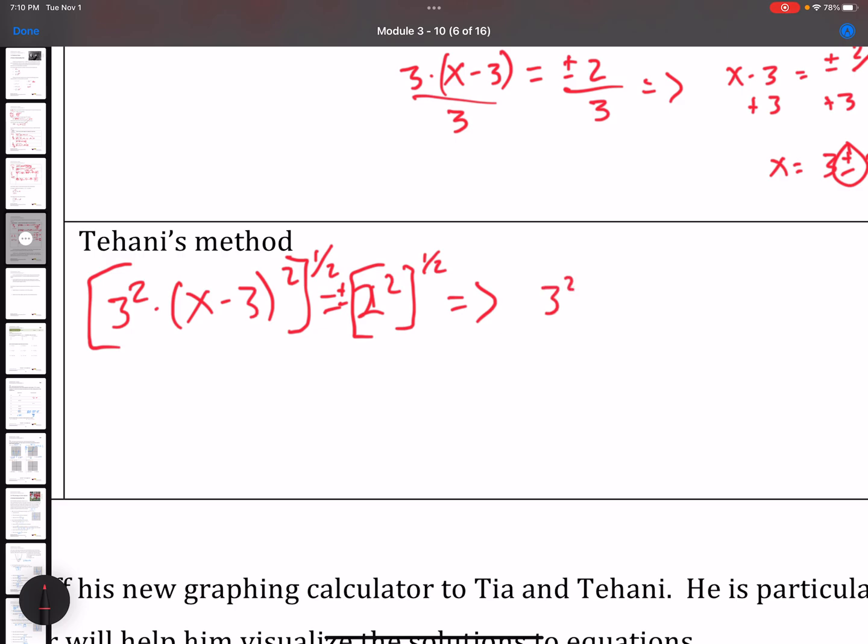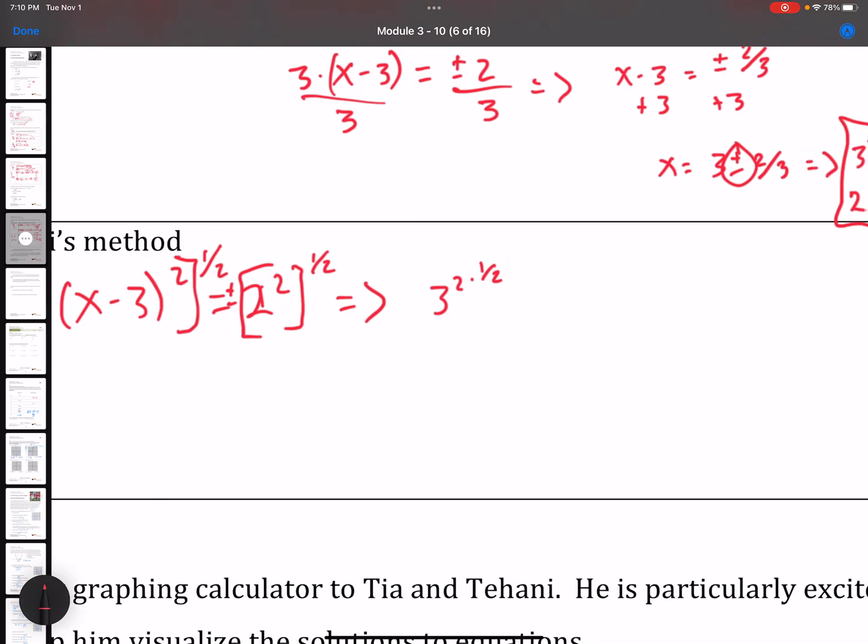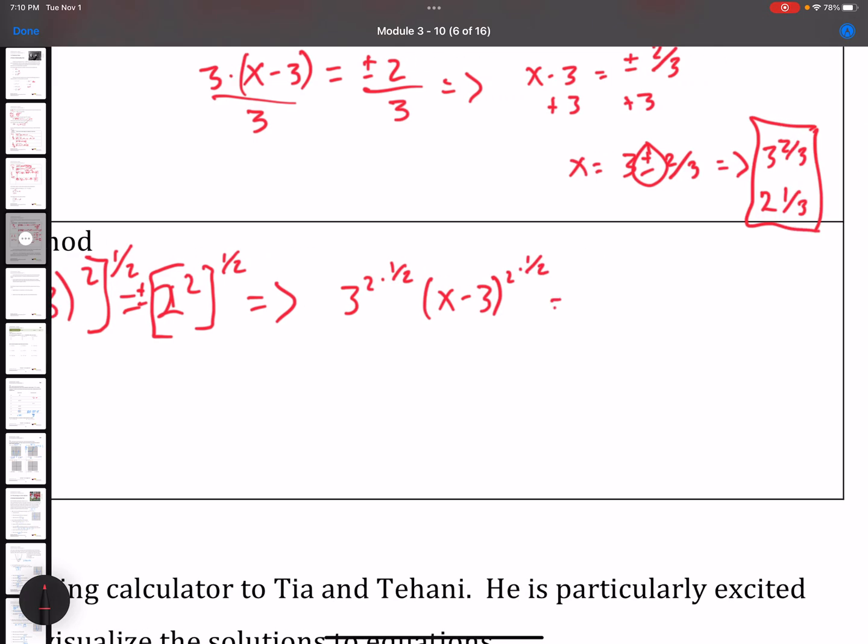So I've got 3 squared raised to the 1/2 power. When I raise a power to another power, I just multiply. And I've got x minus 3 quantity squared raised to the 1/2 power. When I raise a power to a power, I multiply. And that's equal to 2 squared to the 1 times 1/2, right? To raise one power to another power, you multiply them. So then I've got this times that times that times that. Those all multiply out to just be 1.